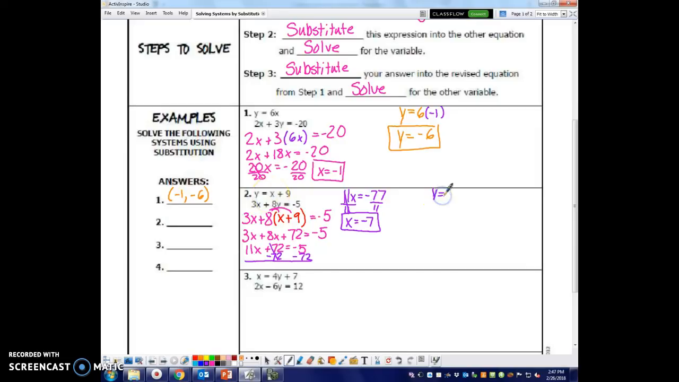Y equals, instead of x, what are we going to put? Well, x is -7. So y equals -7 plus 9. So what's -7 plus 9? Type it in. It's 2. So if x is -7 and y is 2, always put x first: -7, 2.